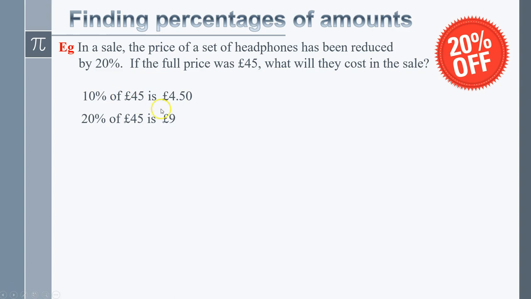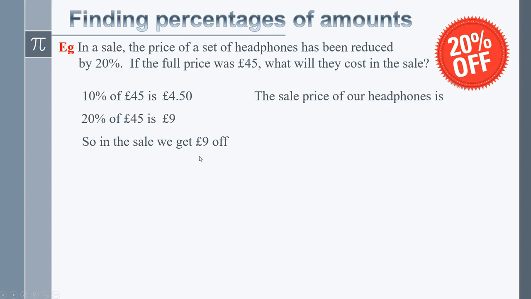And so this £9 figure here represents how much of a discount I'm getting. So the last step of my calculation is to say, well, you know what, in the sale, if we get £9 off, the sale price of my headphones is going to be the 45 less £9, so I'm going to be paying £36 for my headphones.